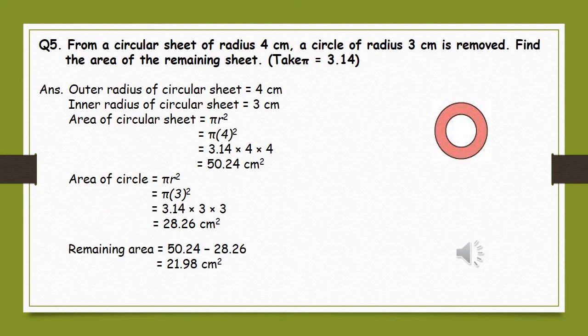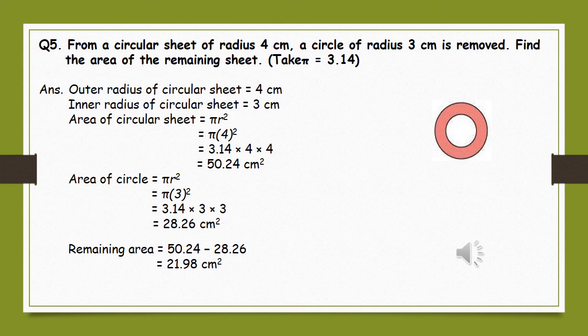Sum number 5 says, from a circular sheet of radius 4 centimeter, a circle of radius 3 centimeter is removed as it is shown in the figure. Find the area of the remaining sheet. We have to take pi as 3.14. Outer radius of the circular sheet is 4 centimeter. So, we are finding the area of the circular sheet by using the formula pi r square, that is equal to pi into 4 whole square, that is 3.14 into 4 into 4. If you calculate, we are getting 50.24 centimeter square.